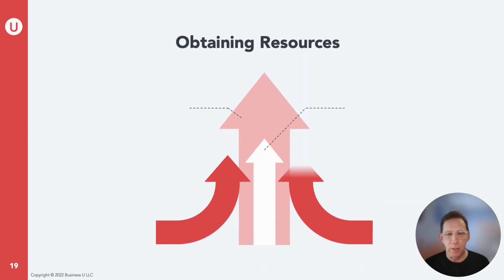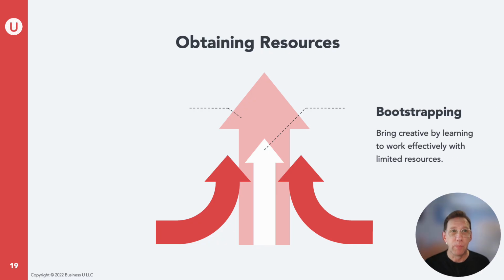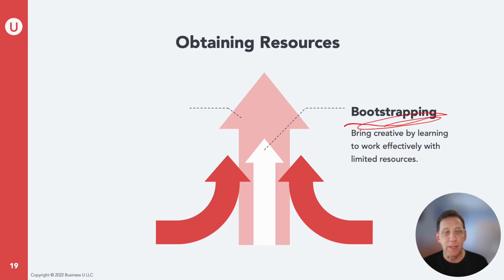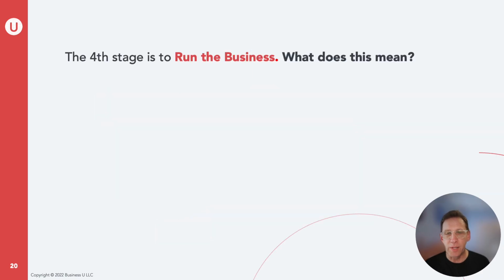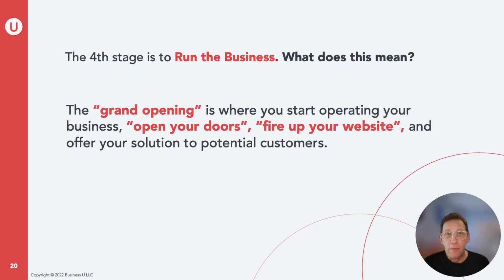When it comes to obtaining resources, you can do it in a couple of different ways. One is by bootstrapping. This is being creative by learning to work effectively with limited resources. Or you can seek capital. This is where grants, loans, investors, pitch contests, or any other way to generate funding to start your venture. The fourth stage is running the business. This is your grand opening. This is where you start operating your business, where you open your doors, you fire up your website, and offer your solution to potential customers.